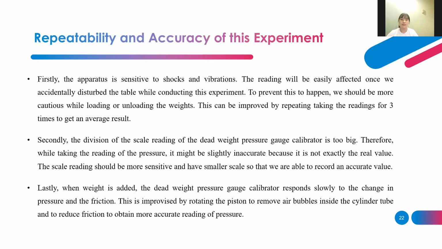Secondly, the division of the scale reading of the dead weight pressure gauge calibrator is too big. Therefore, while taking the reading of the pressure, it may be slightly inaccurate because it is not exactly the real value. The scale should be more sensitive and have smaller divisions so that we are able to record an accurate value. Lastly, when weight is added, the dead weight pressure gauge calibrator responds slowly to the change in pressure because of friction. This can be improved by rotating the piston to remove air bubbles inside the cylinder tube and to reduce friction to obtain a more accurate reading of pressure.